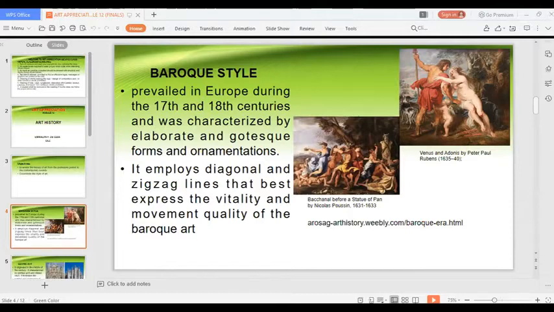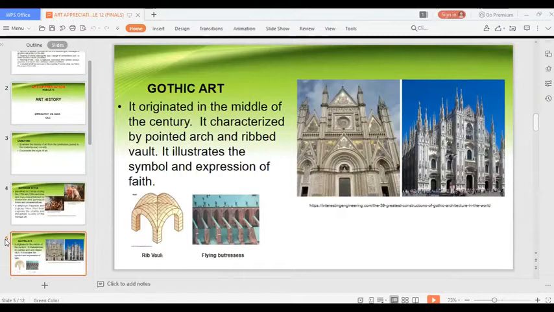Another style of art, we have the Gothic art. Here, Gothic architecture also started in Europe. It originated in the middle of the century and is characterized by pointed arch and rib vault, and it illustrates the symbol and expression of faith.